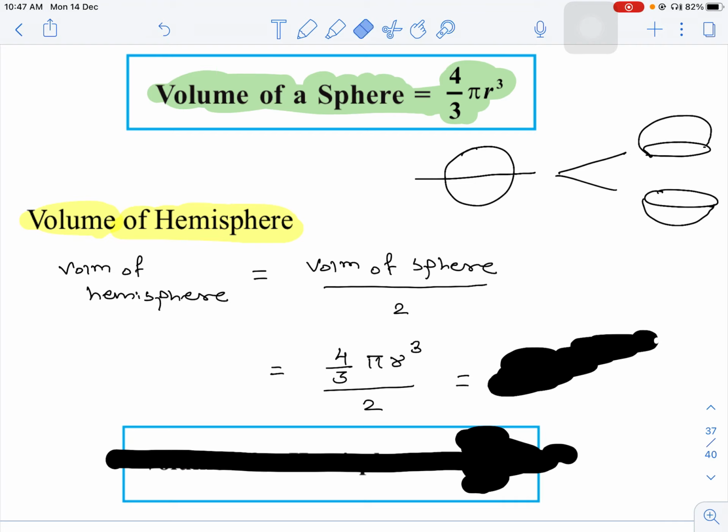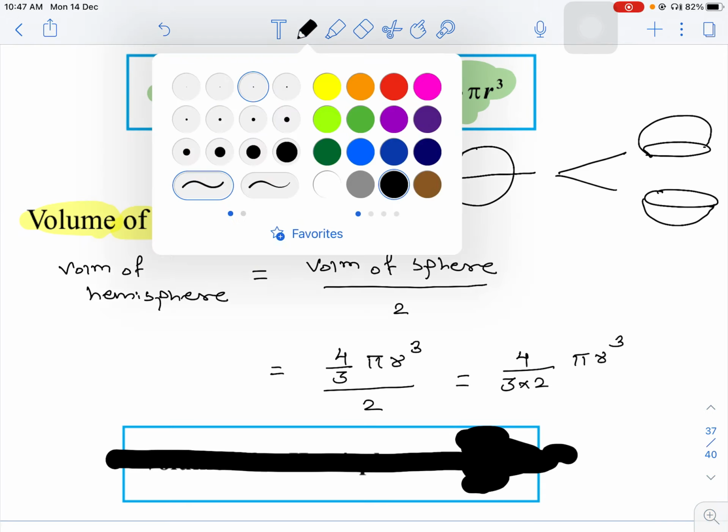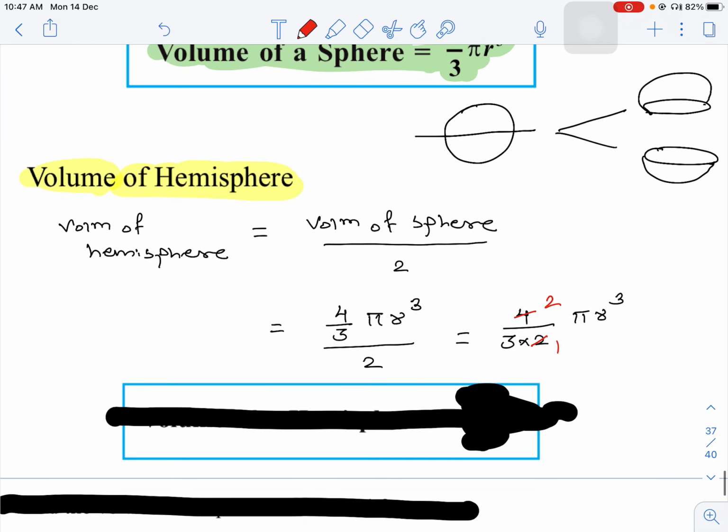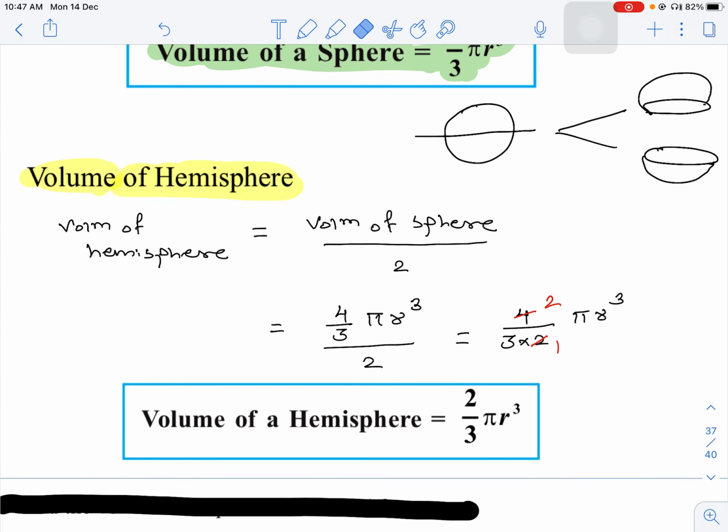So in the next step we get 4 upon 3 into 2 pi r cube. Now we can make some cancellation over here. 2 ones are 2, 2 twos are 4. So finally we get that the volume of a hemisphere is equal to 2 upon 3 pi r cube, where r represents the radius of the hemisphere.